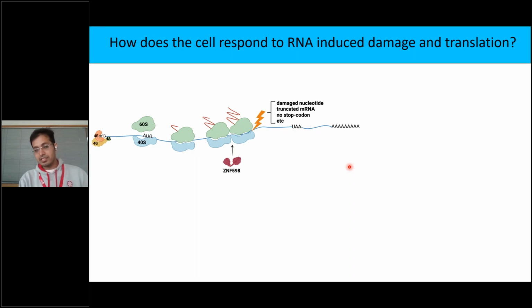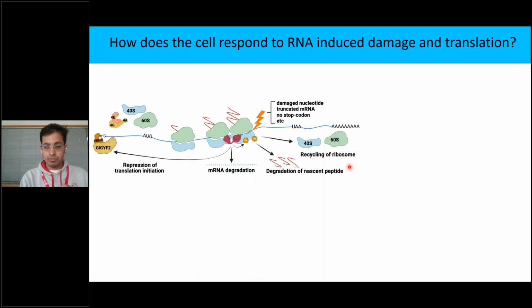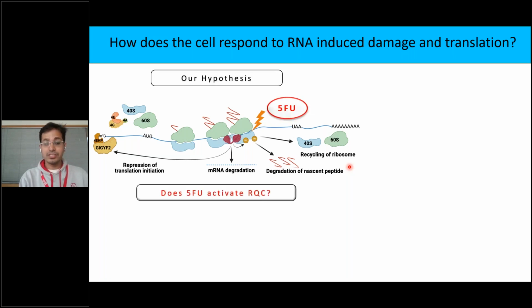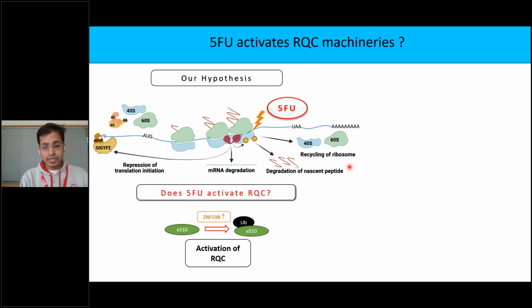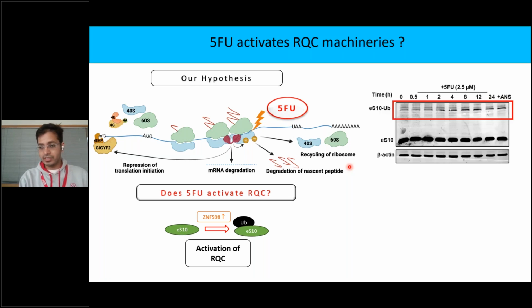Previously, it was discovered by the Sunenberg lab and the Ramanujan Hegde lab that the ribosome collision is sensed by ZNF598, an E3 ligase, which causes ubiquitination of the ribosomal small subunits. This causes degradation of many of the protein components of the ribosome as well as represses translation initiation. So we could ask whether 5-FU activates ribosome quality control. To check it, ubiquitination of eS10 is one of the markers. Then we checked how the ubiquitination changes after 5-FU treatment.